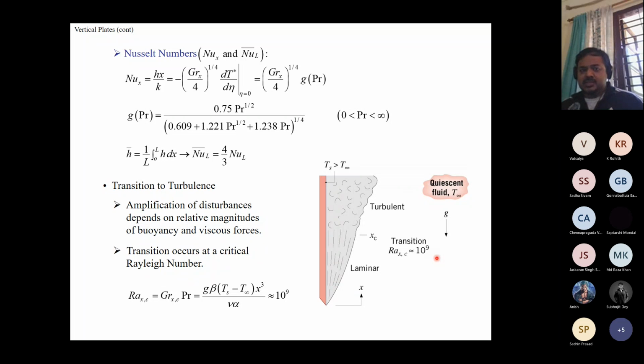Just go through this slide once and make sure that you understand everything. So again, remember here that the transition value of 10 to the power 9 is that of Rayleigh number, not Grashof number. Rayleigh number again is Grashof times Prandtl.